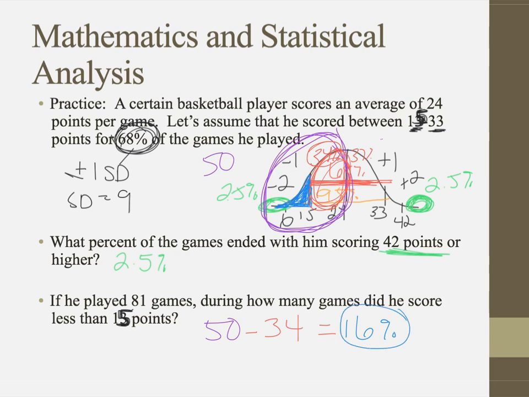Again, though, that's not what it's asking us. It's asking us how many games, not what percent of games. So I would have to turn 16% into a decimal, 0.16, and then multiply that by the number of games, so 81, and 0.16 times 81 gives me 12.96. I'm going to round that to 13 since you can't play a decimal of a game.